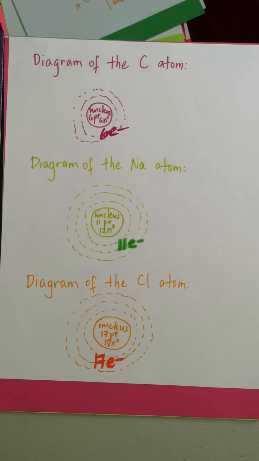If we were to draw the atoms that we looked at earlier, the carbon atom would look like this. So you have the nucleus with the 6 protons and the 6 neutrons, and around the nucleus in concentric rings we have the 6 electrons. The sodium atom would look like this, where you have the nucleus with the 11 protons and the 12 neutrons, and around the nucleus in concentric rings we have the 11 electrons. And the chlorine atom, we have the nucleus with 17 protons and 18 neutrons, and around the nucleus in concentric rings we have the 17 electrons.